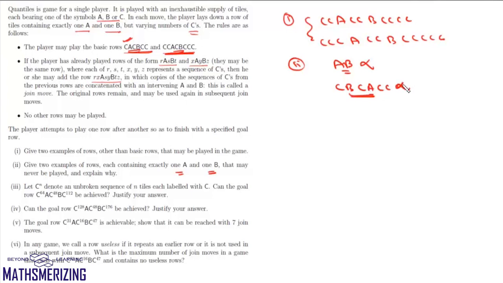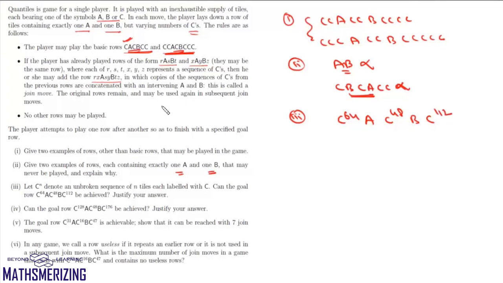So these are the examples of rows that may never be played. Now this third part is: let Cn denote an unbroken sequence of n tiles, each labeled with C. Can the goal row C64, A, C48, B, C112 be achieved? And we need to justify our answer.